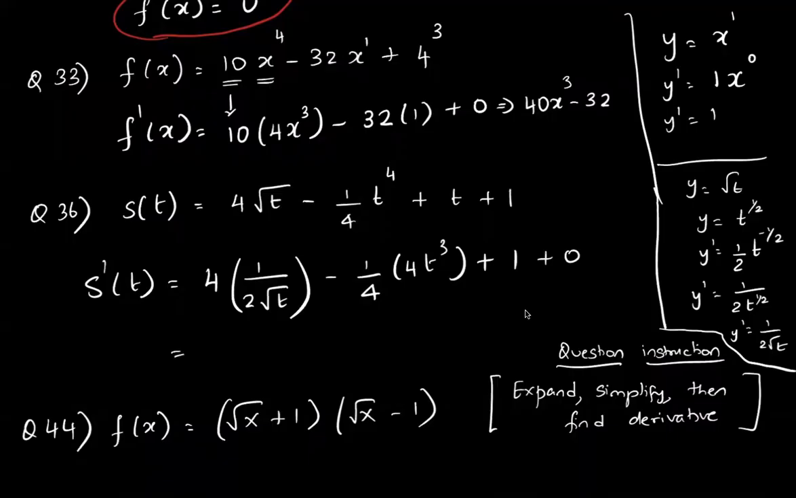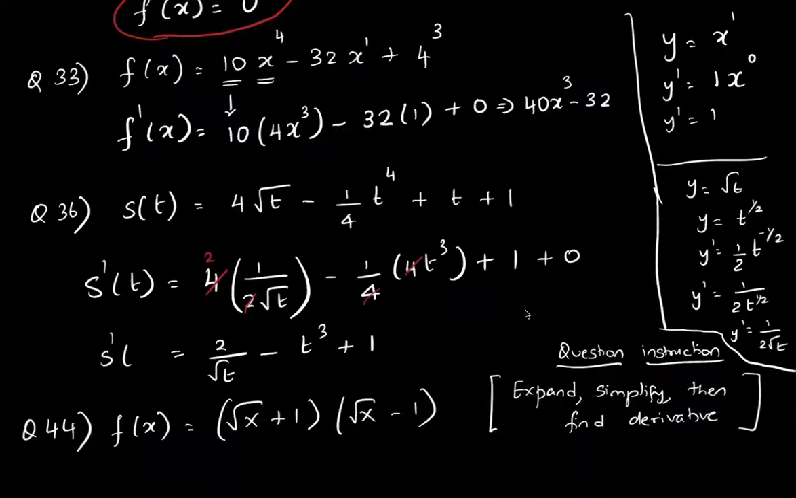So if you simplify this, what happens is this reduces, right? So your final answer will be 2 over root t minus t cubed plus 1, because this 4 and 4 get cancelled. So that is your S prime.